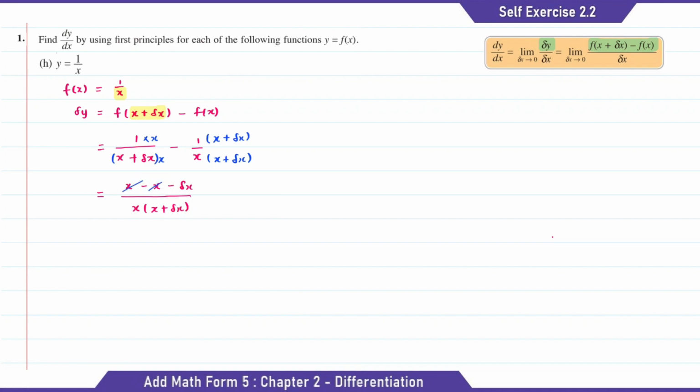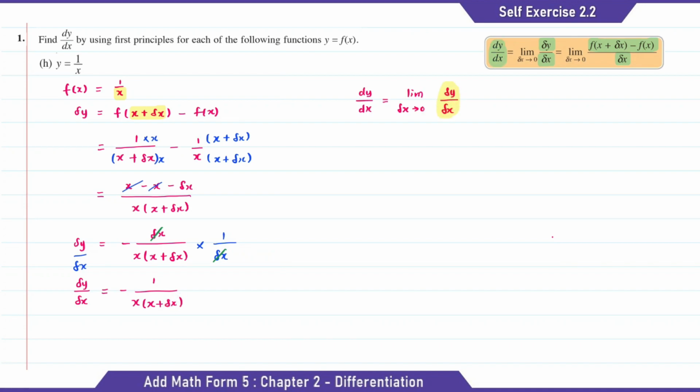So x minus x here will be cancelled. So next, I'm going to divide both sides by delta x. Divide by delta x is also the same meaning as multiply by 1 over delta x. So the delta x here can be cancelled. This is equal to negative 1 over x plus delta x. To find dy dx, substitute the delta y over delta x with this. As delta x approaches 0, we're going to substitute the delta x here with 0. So this is equal to negative 1 over x squared.